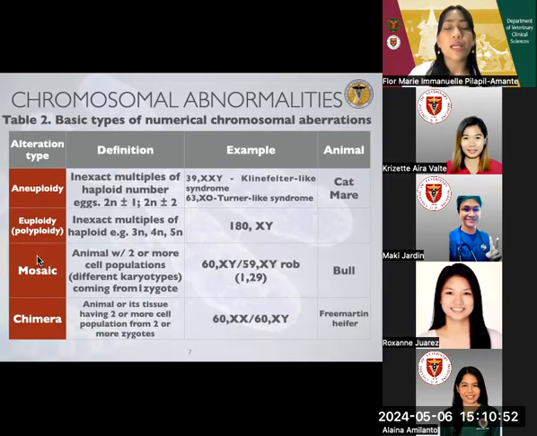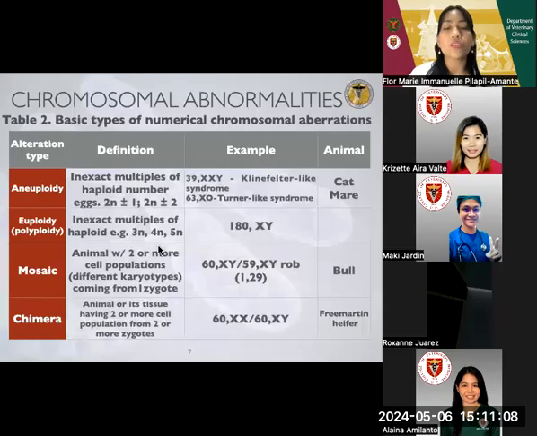Okay. Secondly, we have the euploidy or the polyploidy. Again, these are exact multiples of the haploid because we have an additional egg or sperm. So from the 2N, it could be as simple as 3N or 4N or 5N because it does not end with just another female or a male. So it's more than one. It could be 3N, 4N, or 5N.